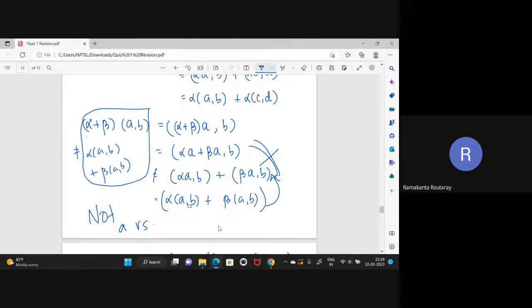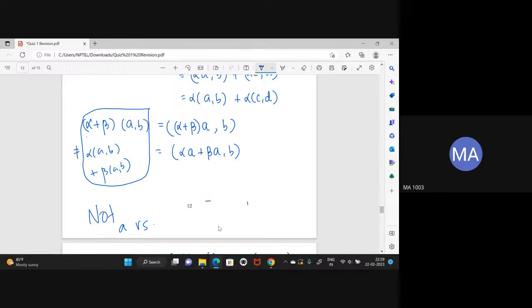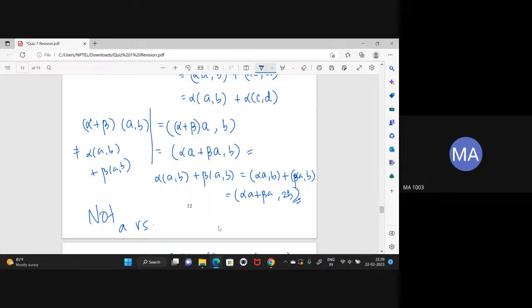Okay, alpha plus beta times A and B will remain the same as it is, then alpha A and beta. Okay. Ma'am, after the second stage, alpha A plus beta A comma B, after that, how did you split it? No, I made a mistake there. So that is the left hand side. The right hand side is what? Into A comma B is alpha A comma B plus beta A comma B, right? So this is alpha A plus beta A comma 2B, right? Yes. This is not equal to this. Okay. So these two are not equal. Right? Yes, ma'am.